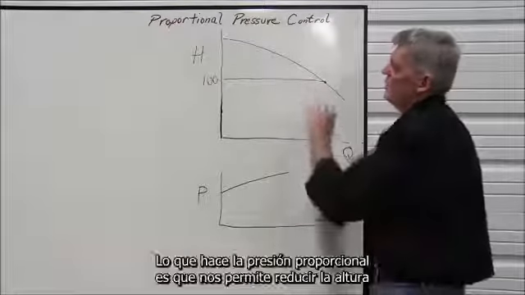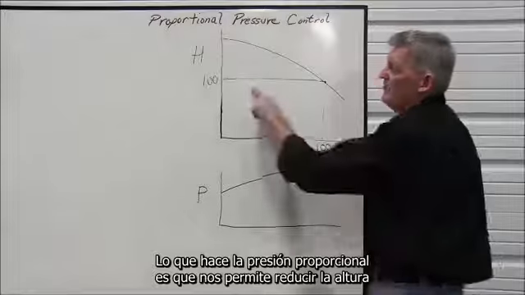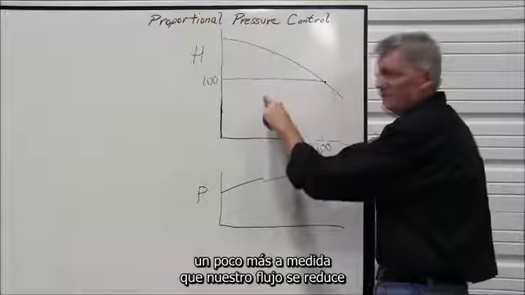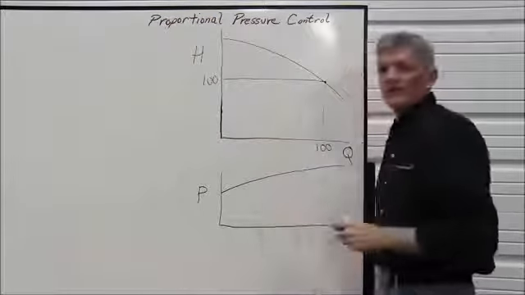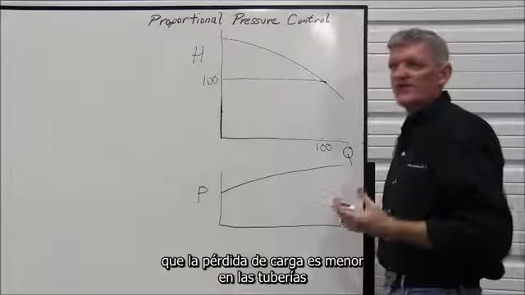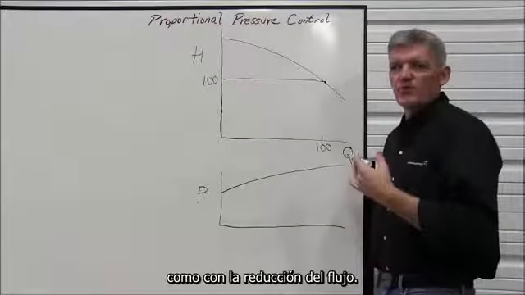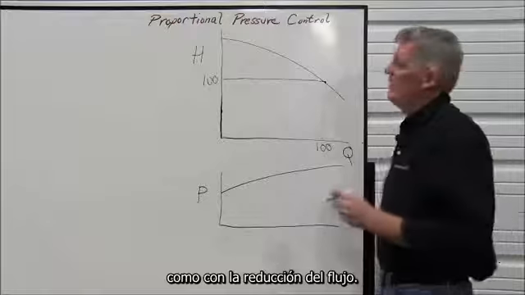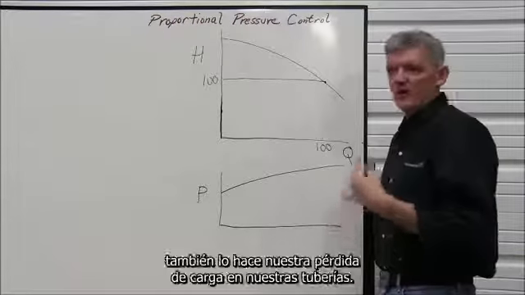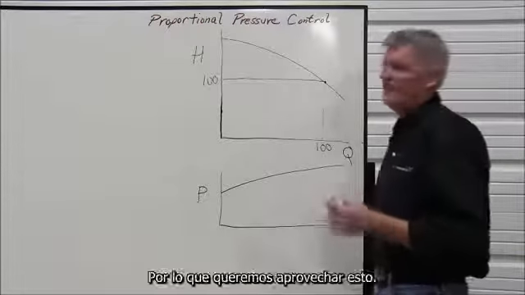So what proportional pressure does is it allows us to reduce the head a little bit further as our flow reduces, because we all know that friction loss is lower in piping with reducing flow. So as our flow increases, so does our head loss in our piping. So we want to take advantage of this.